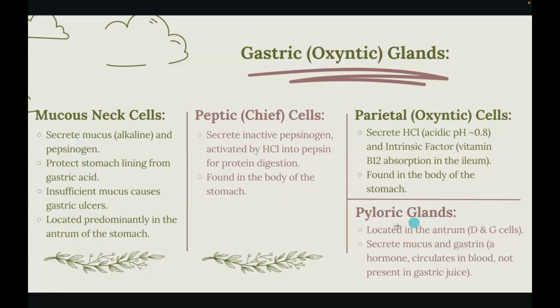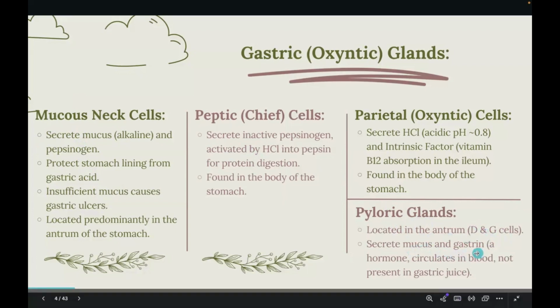Right. Then you have other glands, pyloric glands like D and G cells, and we're going to dive into these later, specifically what they do and so on. However, in general, they do release gastrin. As we said, G cells do release gastrin and mucus.